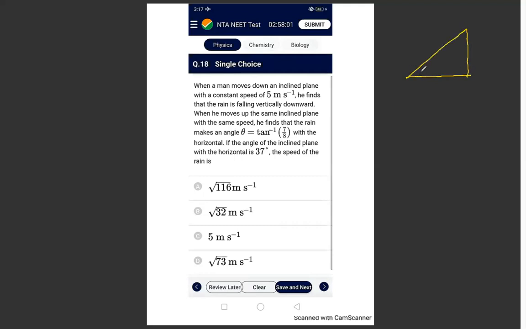In this case, the angle is given as 37 degree with the horizontal, and the man is coming down. The velocity of this man is 5 meter per second, so it gives rise to two components. This angle is 37, so one component is 5 cos 37, which comes out to be 4 meter per second, and the other is 5 sine 37, that is 3 by 5 times 5, equal to 3 meter per second, right?